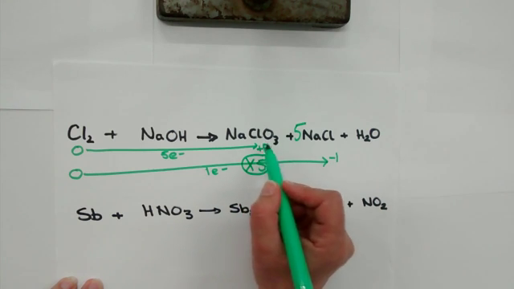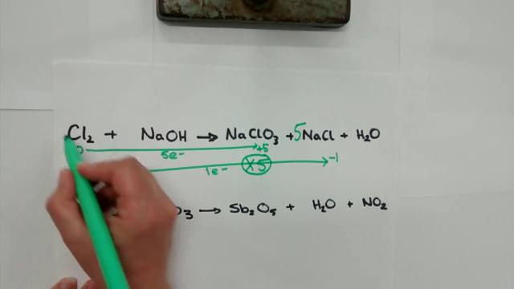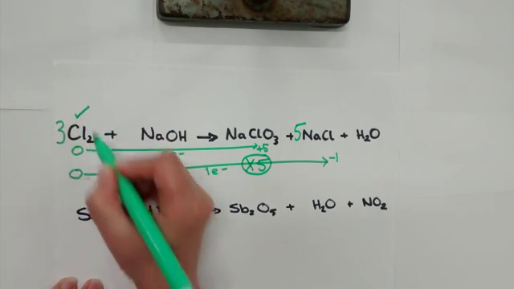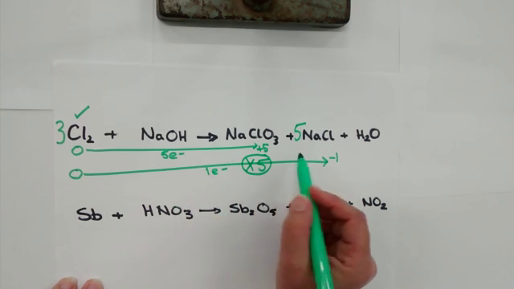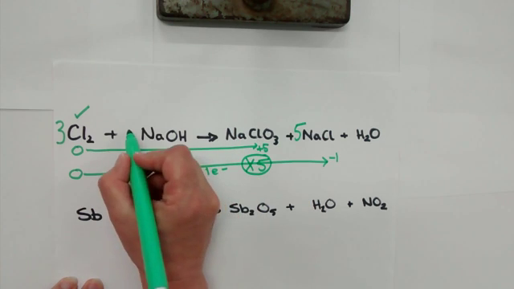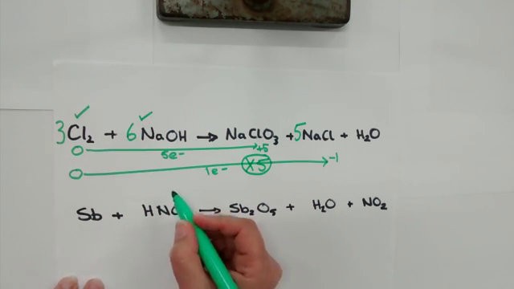We can see, to start with, if we stick with chlorines, we've got 5, 6, so therefore we need a 3 there. We can now say our chlorines are balanced. We can look at sodiums next. We've got 5, 6, so we can put 6 there, and we know our sodiums are balanced.